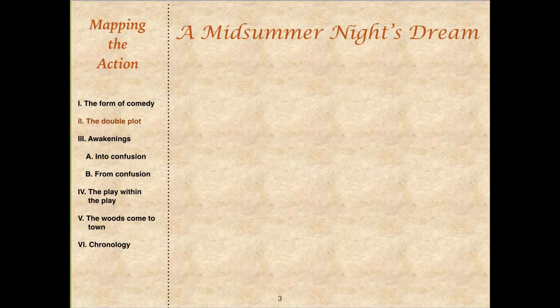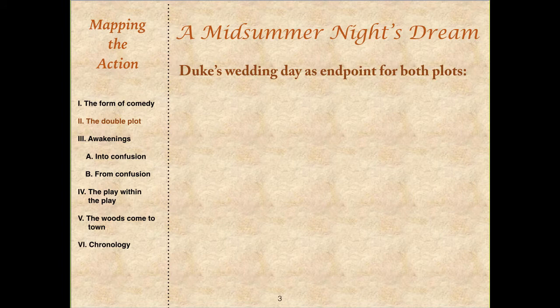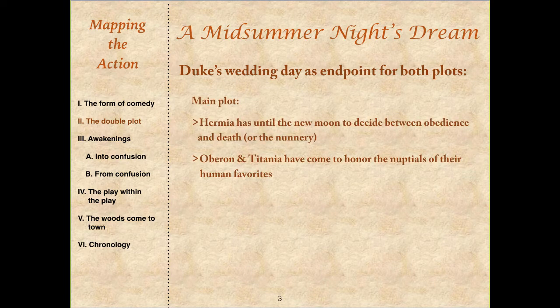A Midsummer Night's Dream resembles other Shakespeare plays that have both a main plot and a subplot. Both of these plots are directed toward the concluding marriage of Theseus and Hippolyta. In the main plot, Theseus tells Hermia she has until the wedding day to decide between marrying the despised Demetrius or retreating into a nunnery, which in comedy is pretty much the equivalent of death.